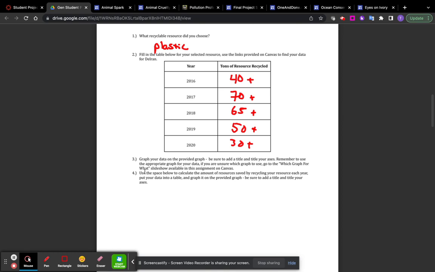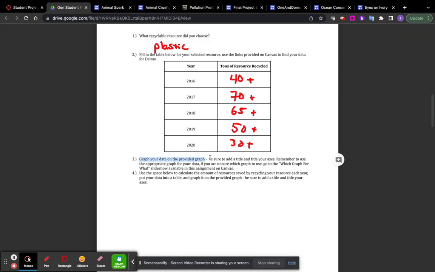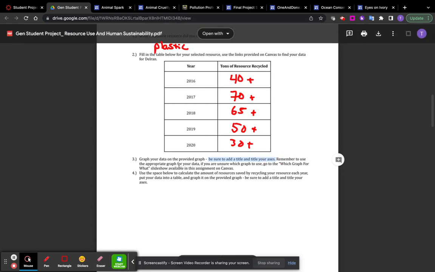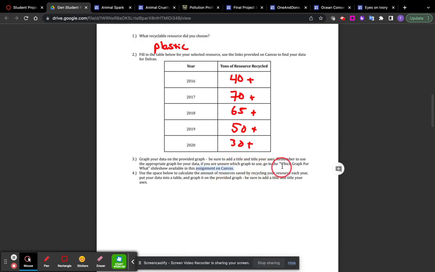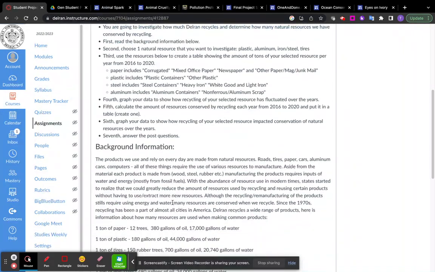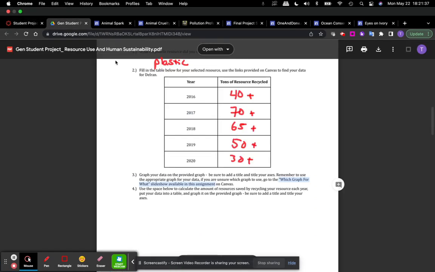So now that you have that done, this question here is probably the most difficult. Number 4. You're going to graph your data. We've done a lot of graphs this year, so you should be able to graph this data pretty easily. The one thing students lose most points on is they forget to add titles to the axes and to the graph itself. And make sure you use the appropriate graph for your data. There is a link, Which graph for what? If you need help to figure out which graph to use.